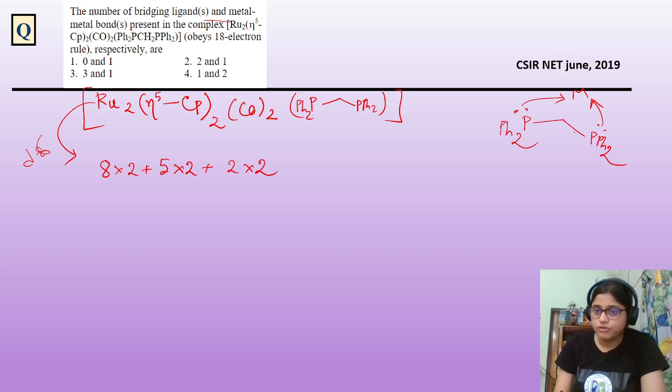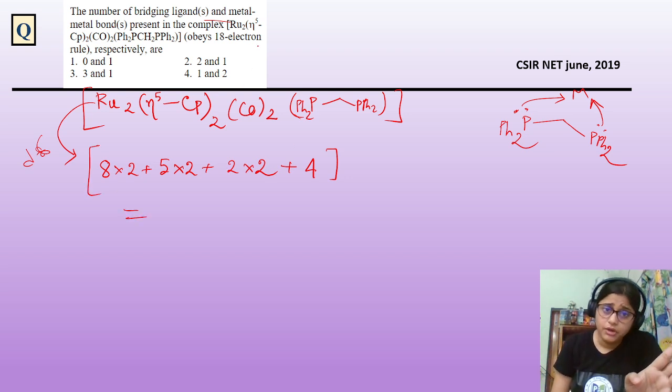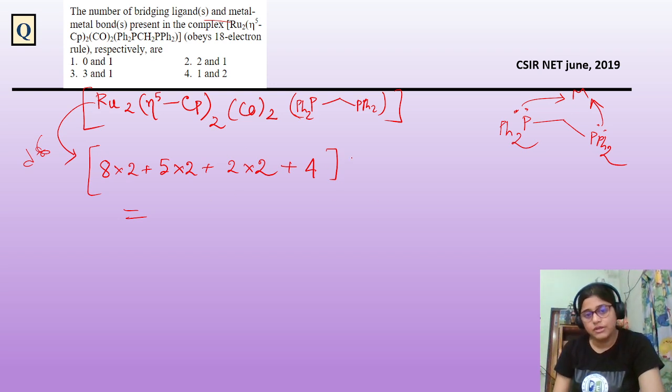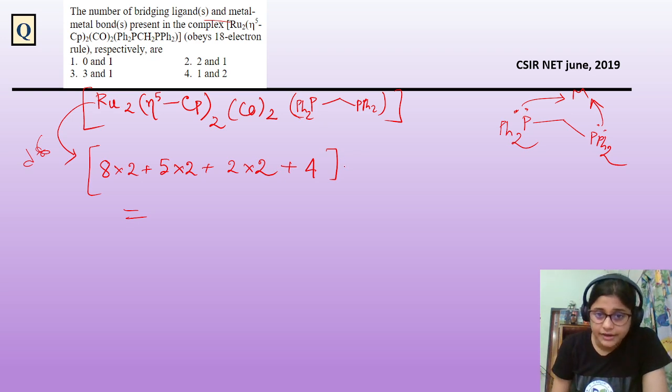Okay, so 1, 2, 3, 4. From this ligand only 4 electrons are coming in neutral. So the total electron count will be, okay, it obeys the 18 electron count, it is written. We have to count what? Metal-metal bonds. So our count is not done here.